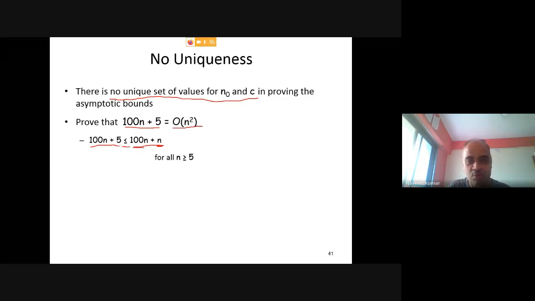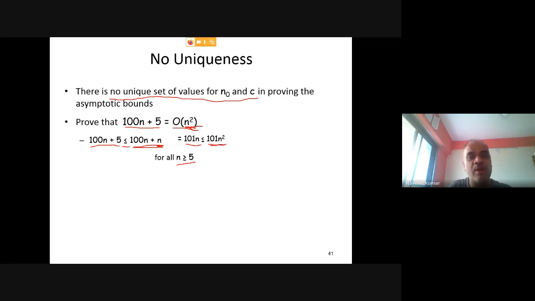So if you can write this function as this for n greater than or equal to 5, it means you can add these two terms, and that will give you 101n. So 101n should be less than or equal to 100 n square, since n is a positive value, right? So it will always be less than or equal to 100 n square. Basically we want n square on the right-hand side, right?